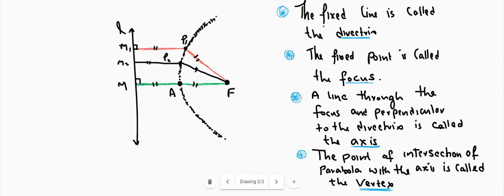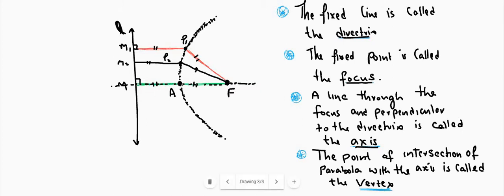The fixed line is called the directrix. This line L is known as the directrix. And the fixed point, here F, is known as the focus. A line which passes through the focus and is perpendicular to the directrix is known as the axis.